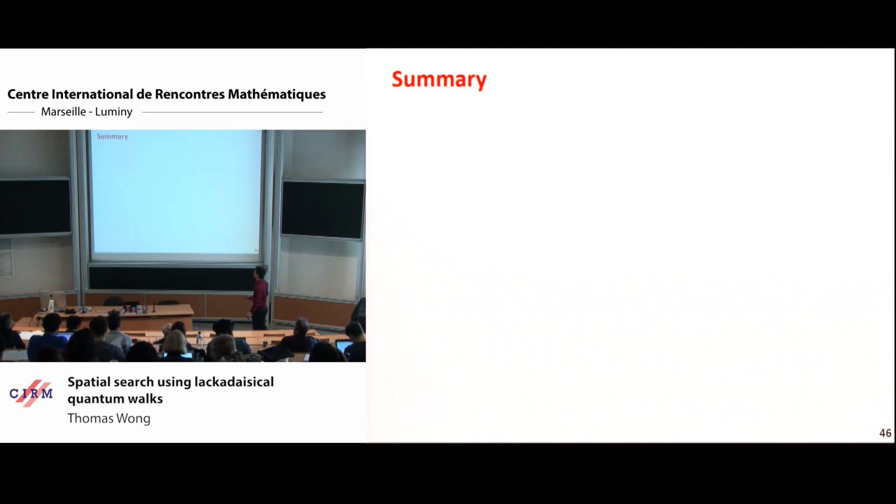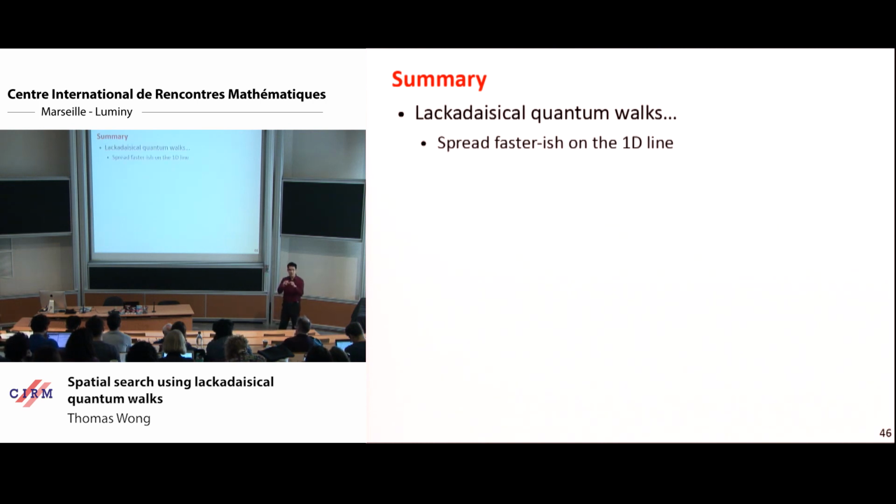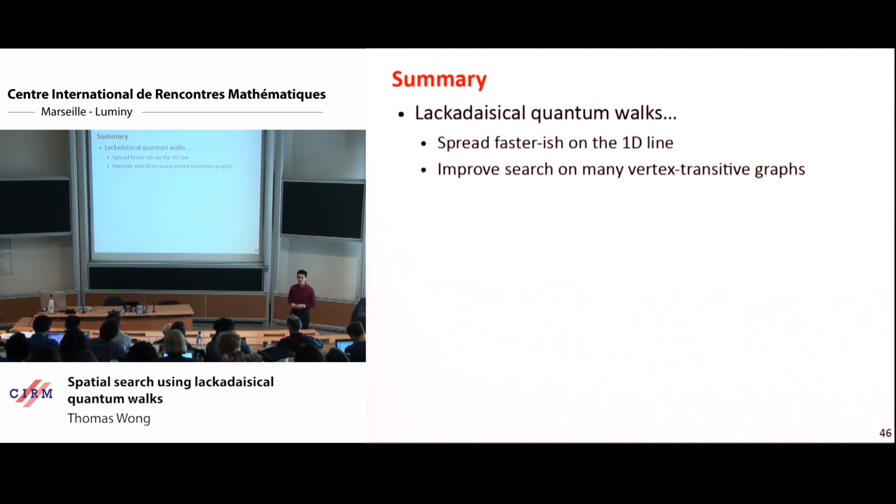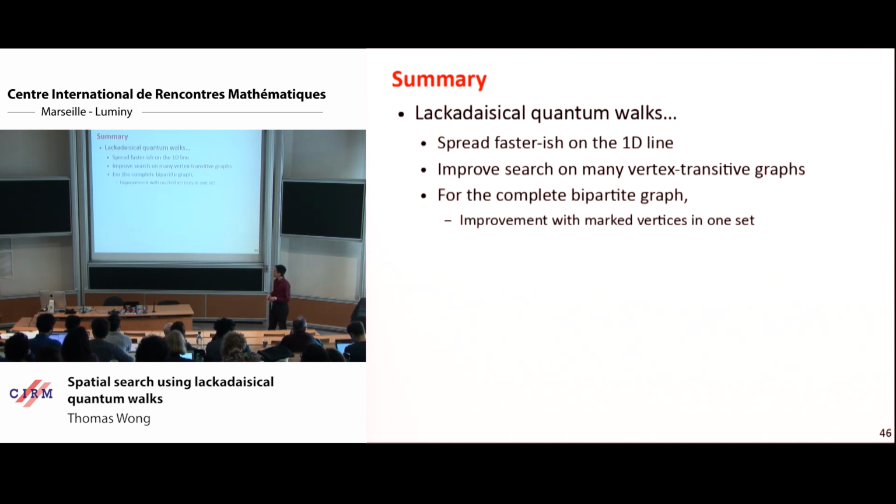So just to summarize what we've talked about, we saw that lackadaisical quantum walks spread faster in one dimension, ish, because there is still that central peak, but the two peaks on the side spread faster than a normal coin quantum walk. We see that they improve search for a bunch of problems that were vertex transitive, like the complete graph, the grid, and so forth. And when we apply it to the complete bipartite graph, we do still get an improvement for sure if the marked vertices are only in one set. But if the marked vertices are in both sets, then you might get improvement or you might not. Exploring that would be some great future work if anyone's interested.